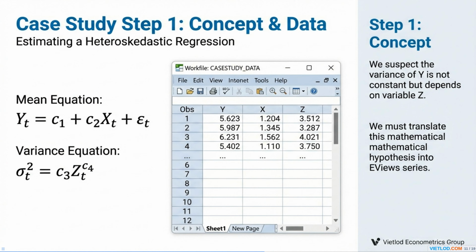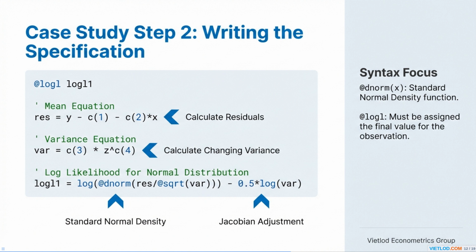The key innovation is the variance equation. We hypothesize that the variance of the error term, sigma_t squared, is not constant. Instead, it depends on another variable, z_t, according to the formula sigma_t squared equals c3 times z_t to the power c4. Our goal is to estimate the four parameters, c1, c2, c3, and c4, using the LogL object. We suspect the variance of y is not constant, but depends on variable z, as shown in the data workfile. We must translate this mathematical hypothesis into EViews series for estimation.